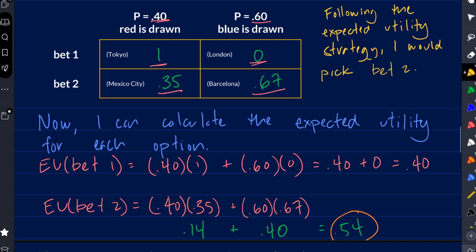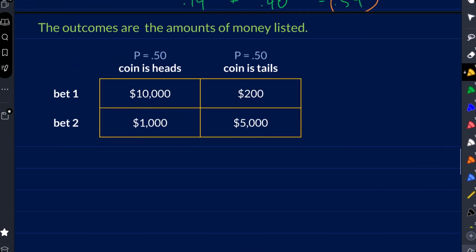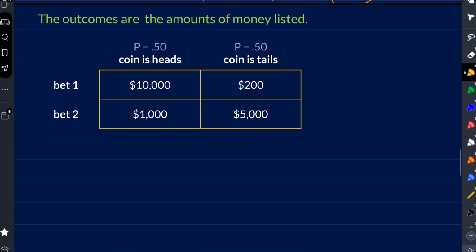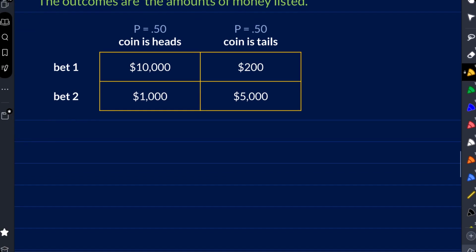All right, now in this video, we're going to go through this decision problem, set some utility values, and look at how we would calculate the expected utility for both options. So the idea here is for each of these outcomes, you get the amount of money that's listed. So you can get either $10,000, $200, $1,000, or $5,000.